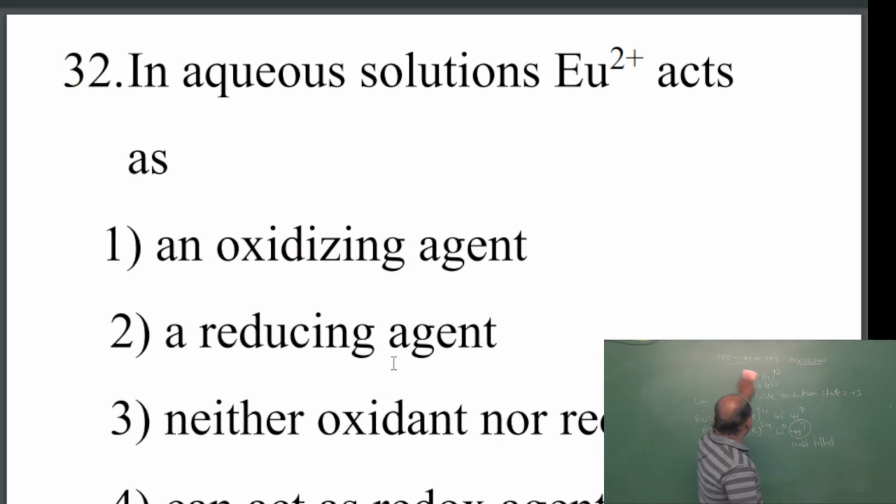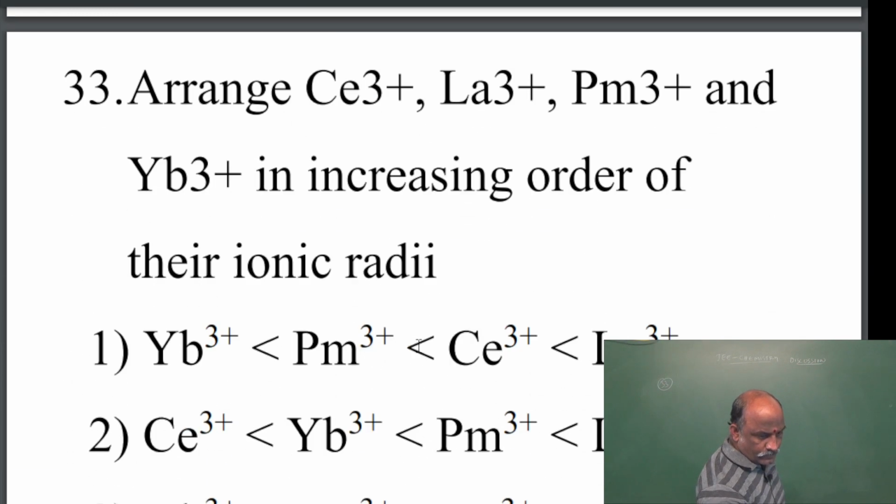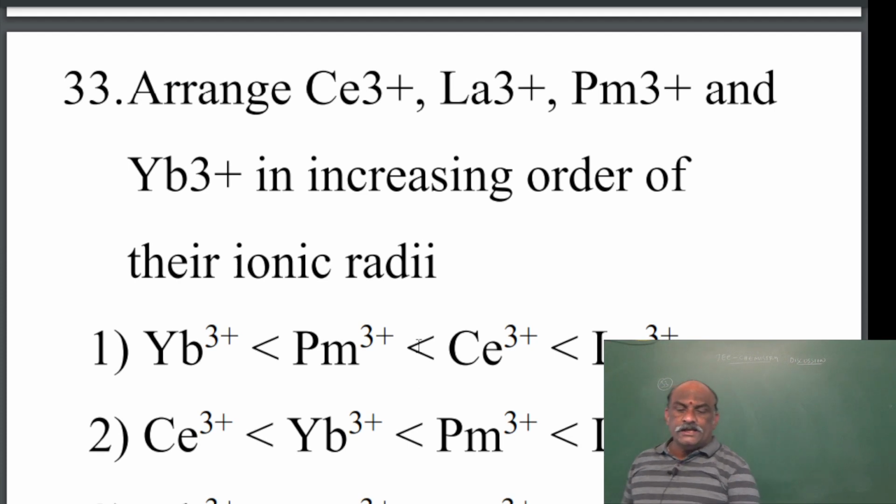And next, question number 33. Arrange cerium 3+, lanthanum 3+, promethium 3+ and ytterbium 3+ in increasing order of their ionic radii. Generally we know that from left to right ionic radii decrease. We know that in the form of lanthanide contraction.